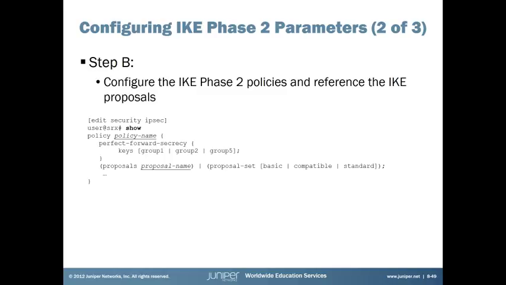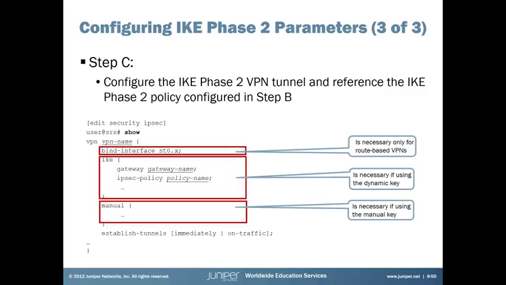Step B, configure the IKE phase 2 policies and reference the IKE proposal. So we are still under security IPsec right here. I'll give you an example of this working shortly. And configure the IKE phase 2 VPN tunnel and reference the IKE phase 2 policy, which we configured in step B.